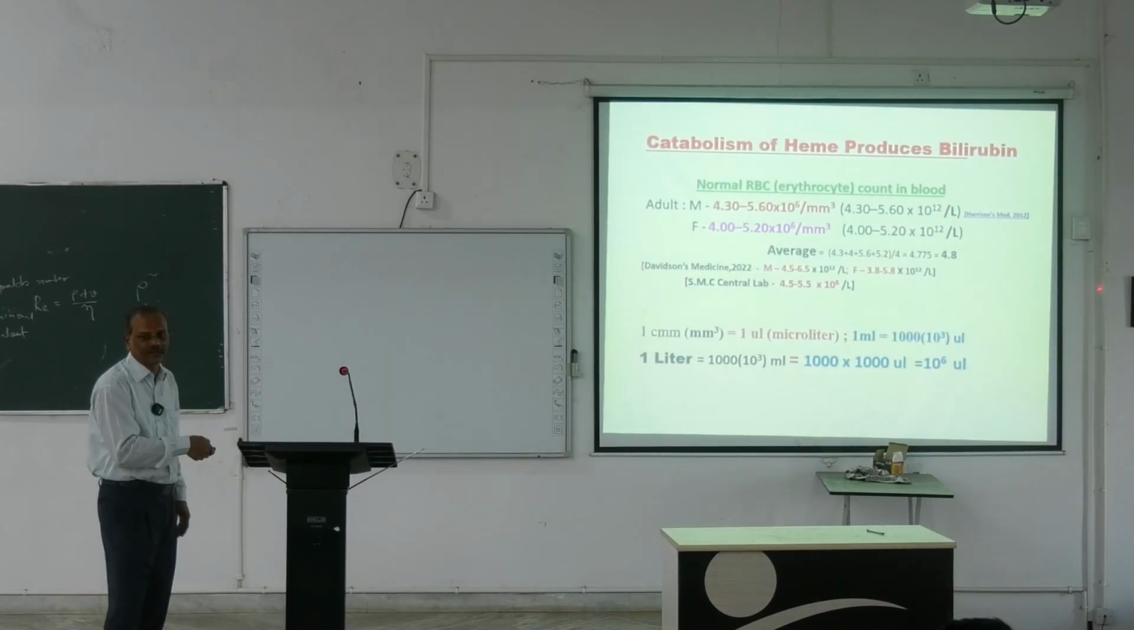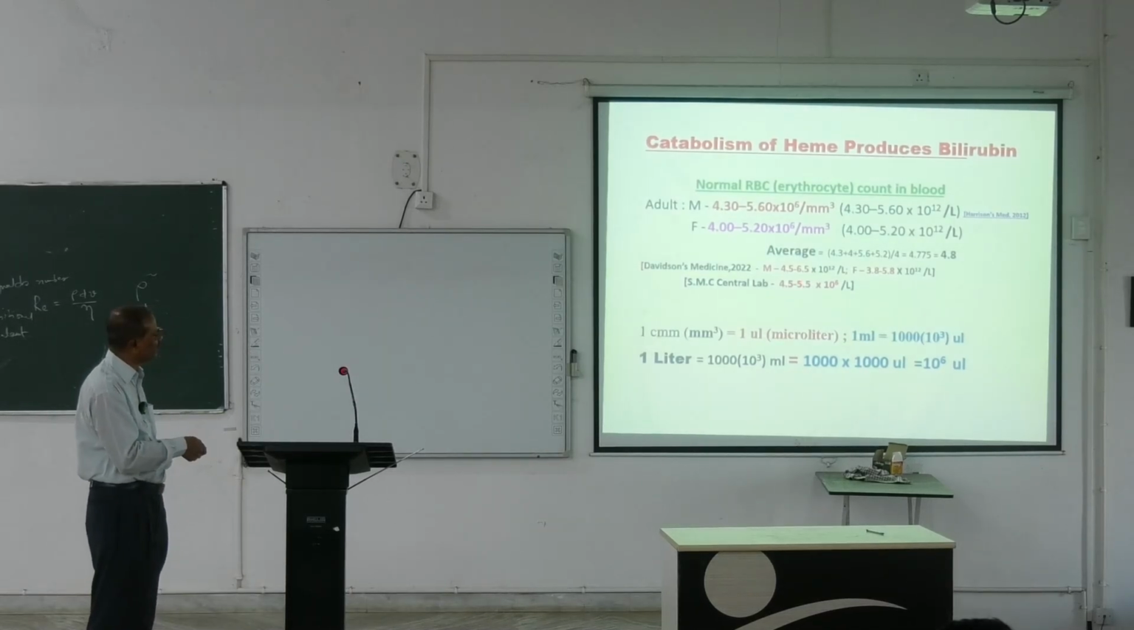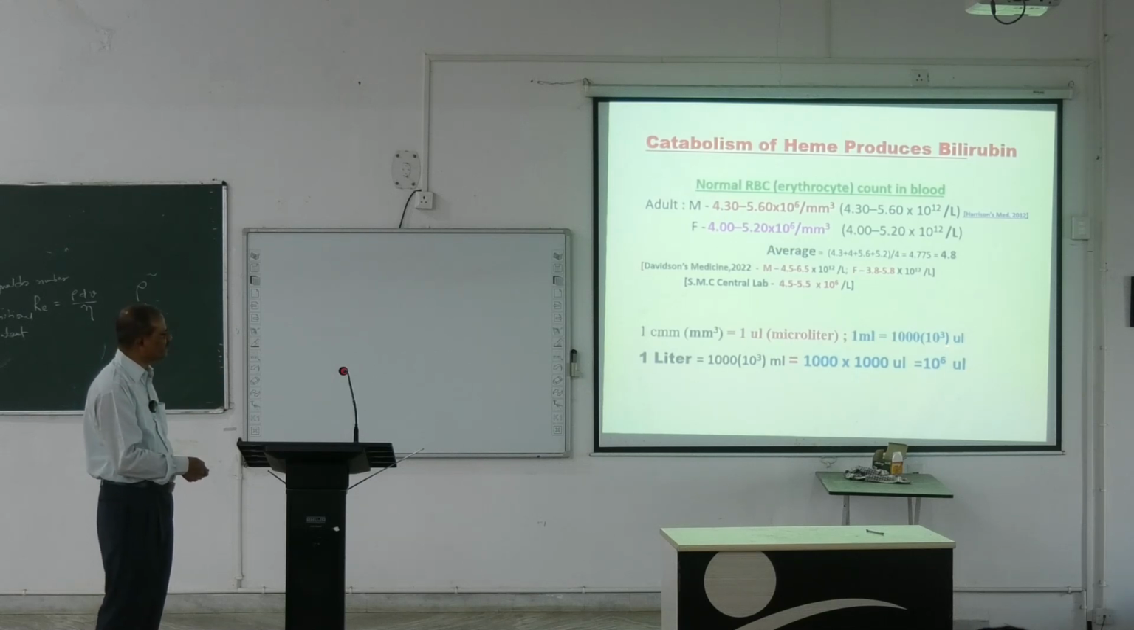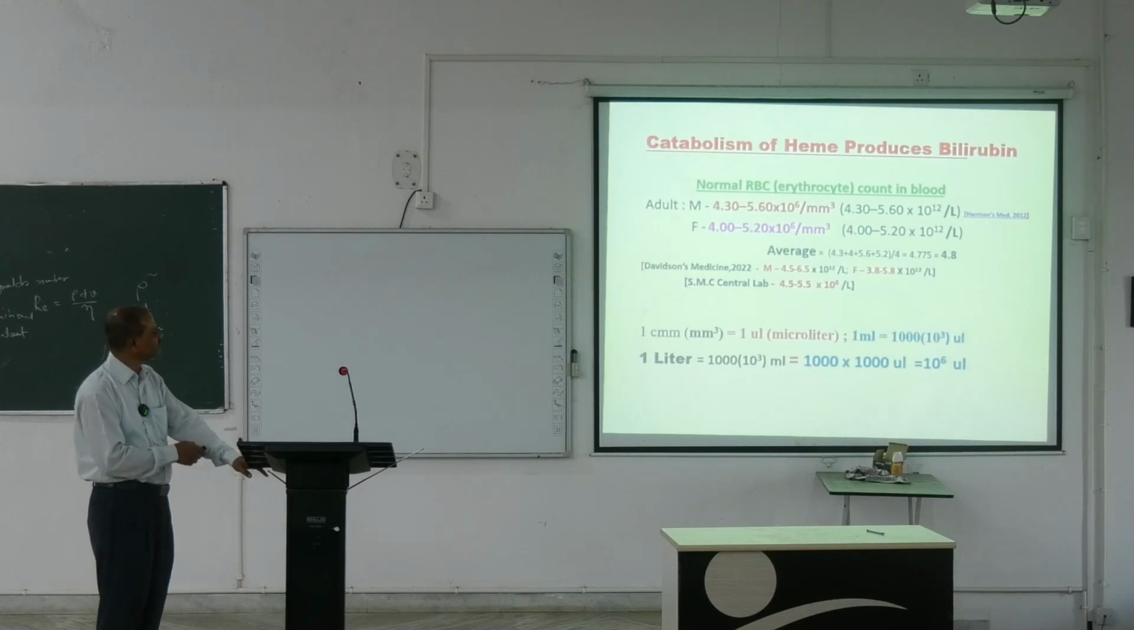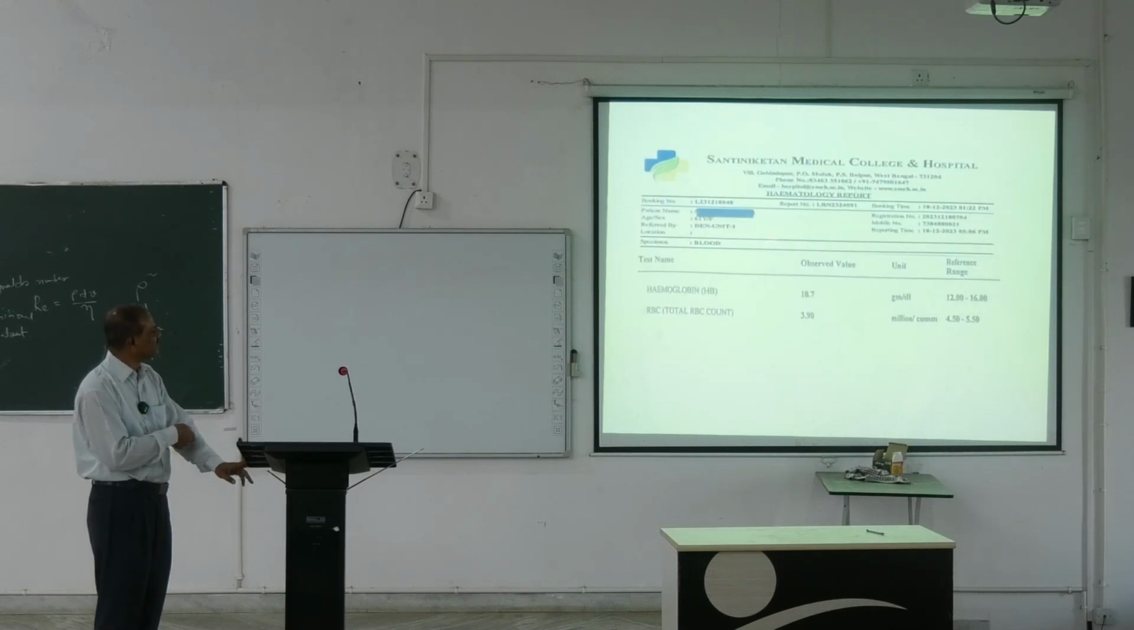In our SOMS central lab, they are giving another figure, so all the figures are not matching. Note down this: 1 cubic millimeter of blood is equivalent to 1 microliter, which you are doing in the practical. So 1 ml is 10 to the power 3 microliter, and 1 liter is basically 10 to the power 6 microliter. Now you see our college figure.